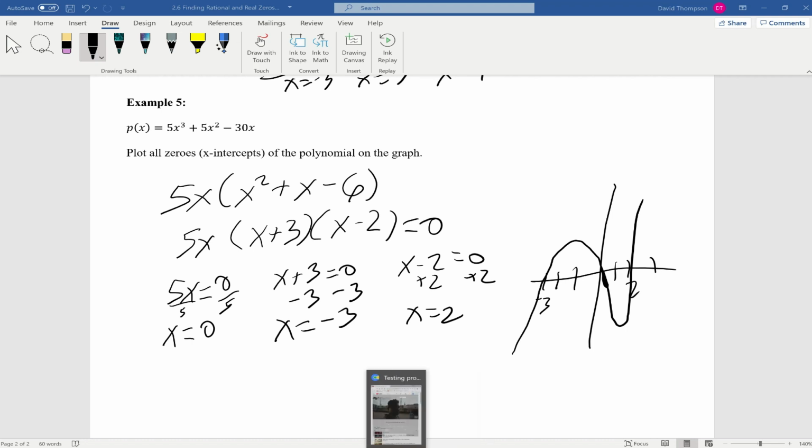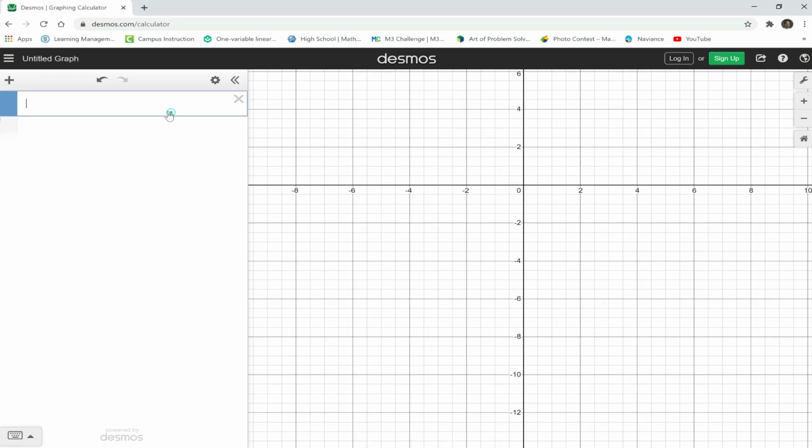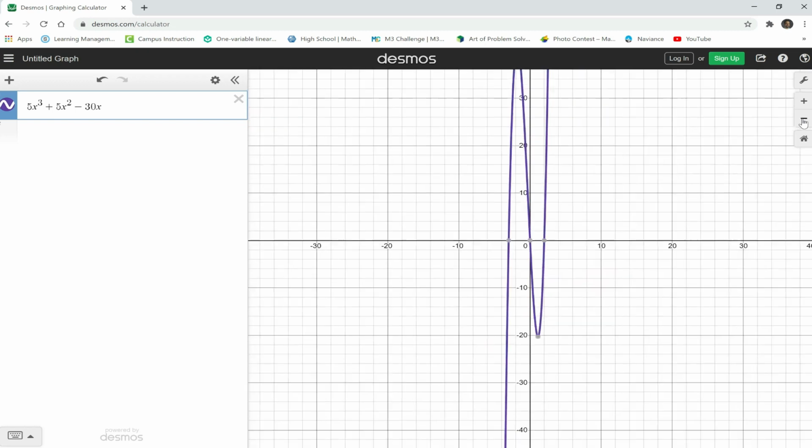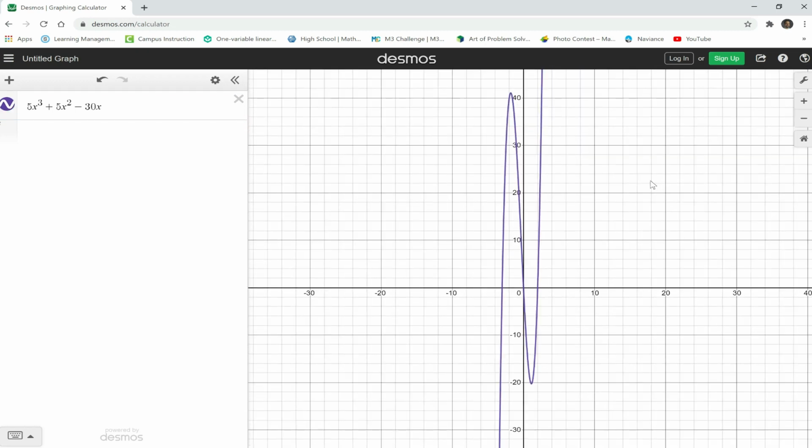So we're going to go to Desmos, clear out the old graph. So we have 5x up to 3 plus 5x up to 2 minus 30x. And we have a 0 at negative 3, a 0 at 0, and another 0 at 2. And if we zoom out just a little bit, we can see the top and bottom of the graph. And it looks very similar to the sketch I made using freehand. So hopefully this helps you understand how to find zeros of a graph and how to sketch a graph using just the zeros.